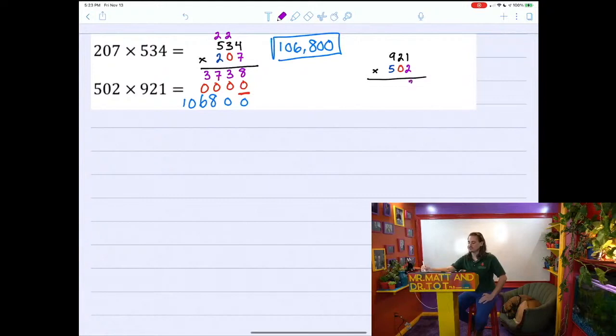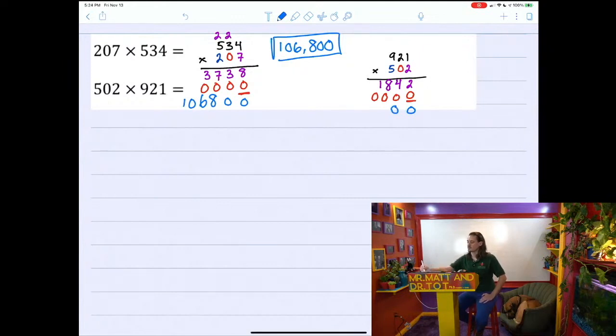But then everything is just multiplied by 0. So 0 times 4 is 0. 0 times 2 is 0. 0 times 9 is 0. And then lastly, we have the hundreds digit of 5. Because it's in the hundreds, we need to have 2 placeholders of 0. And then we're going to have 5 times 1 is 5. 5 times 2 is 10, so we keep the 0, carry over the 1. 5 times 9 is 45. 45 plus 1 is 46. There's no other number to carry over or regroup into, so we just write out the 46.